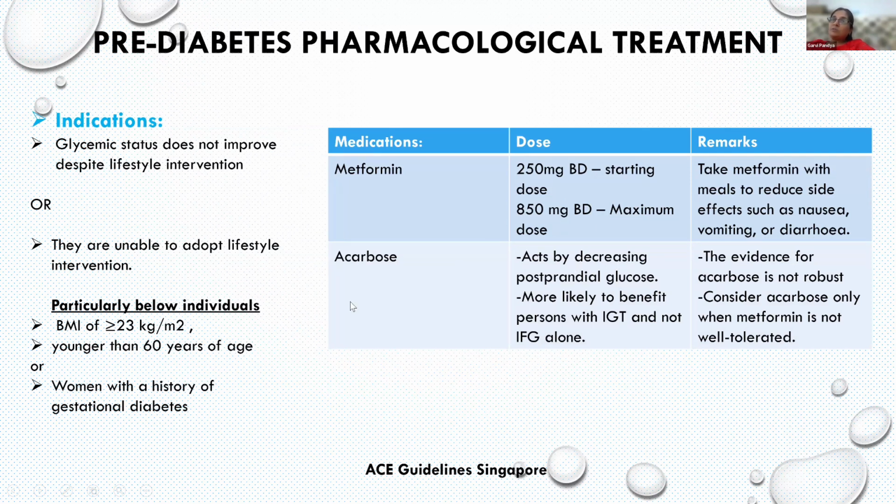Certain individuals are at higher risk of getting diabetes, particularly people who are overweight with a BMI more than or equal to 23 kg per meter square, people who are younger than 60 years of age, and women who have a history of gestational diabetes. These are the people who will benefit from the lifestyle change as well as the medication.